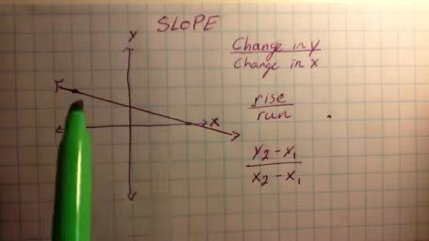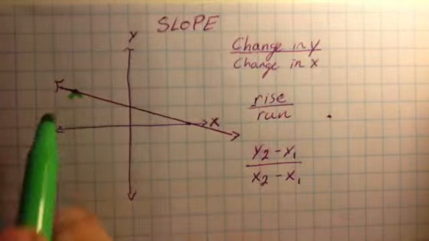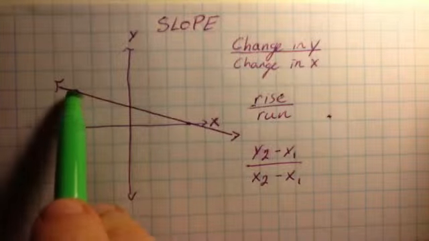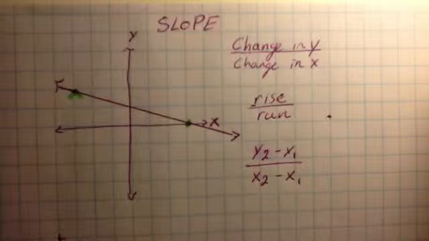Here's why. If I have my line right here, and I'm trying to find the slope of the line, all I've got to do is pick 2 points. So let's pick this one and this one. I could pick any 2 points on that line, but I'll just pick those two for now. So I need the rise and the run.